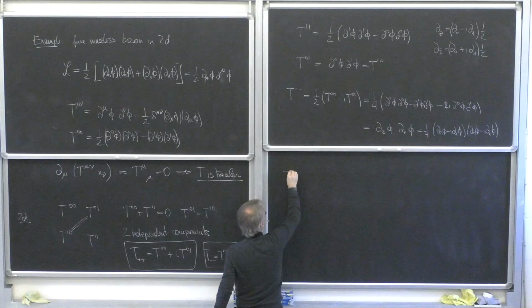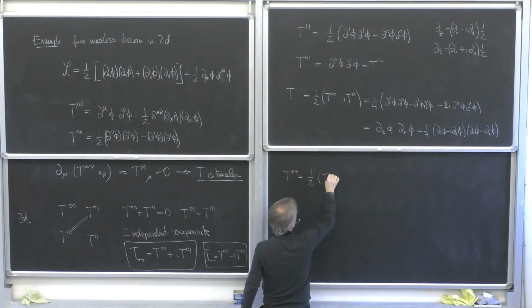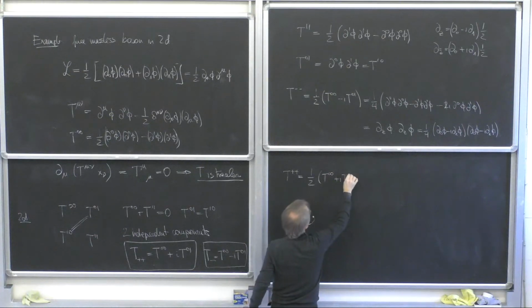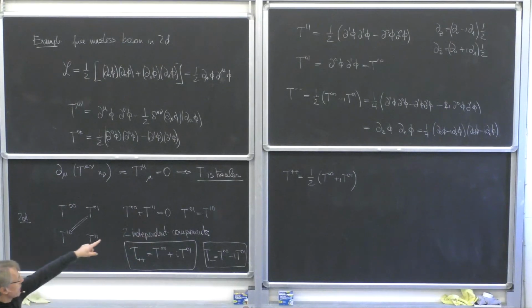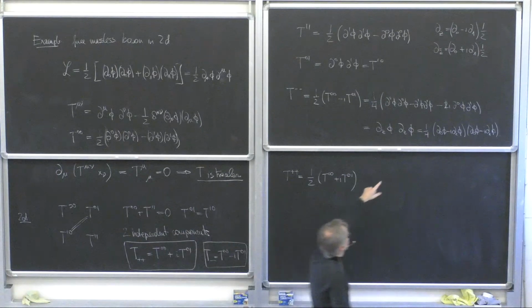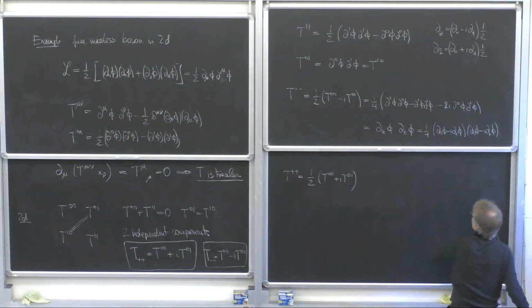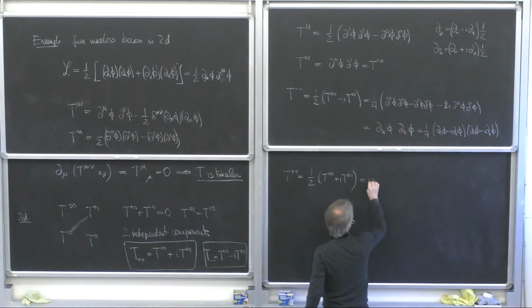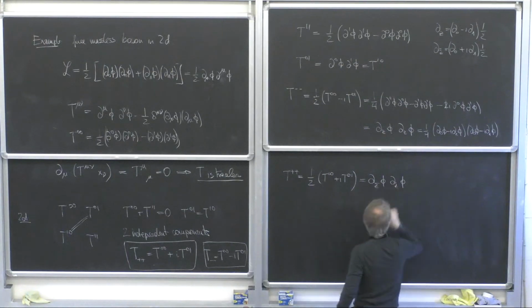So t plus plus we define as a half times t00 plus I t01. So you see the only thing that changes is the sign for the term that's proportional to I. So this minus 2 wants to become a plus, and then you obviously have to change the signs here. So this will just therefore be dz bar of phi. So these are the two components of your stress energy tensor written in these complex coordinates.